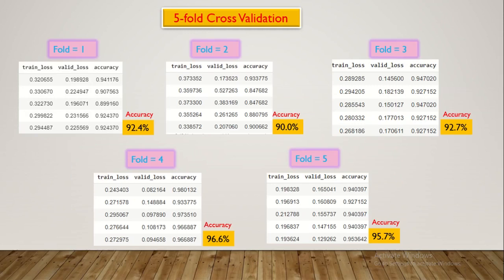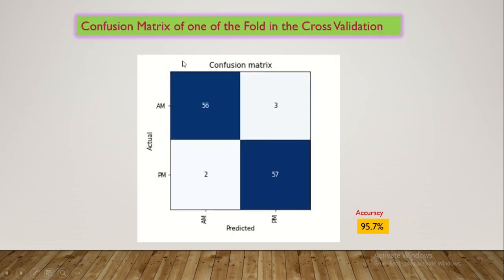Here are my results with 5 taken as k. For fold 1 I get 92.4% accuracy, and for fold 2 90, then 92.7, 96.6 and 95.7. I also calculated the confusion matrix of the last fold in the cross validation, and it shows that 5 of my input data are predicted wrong. So it's fine, I am getting 90 plus percent accuracy.